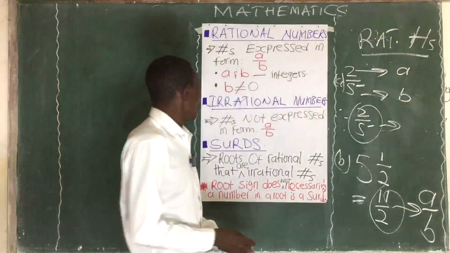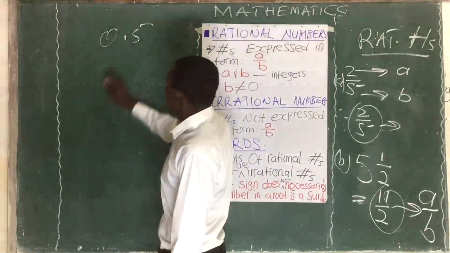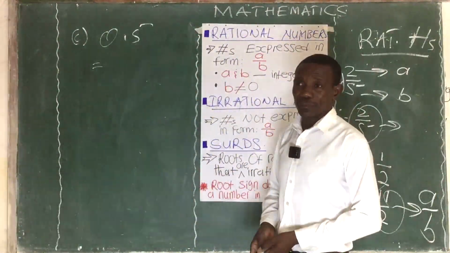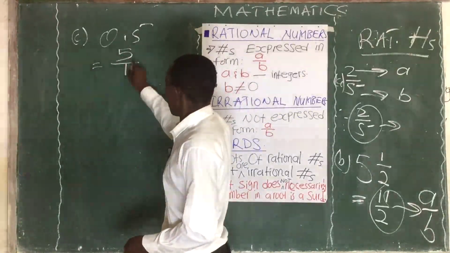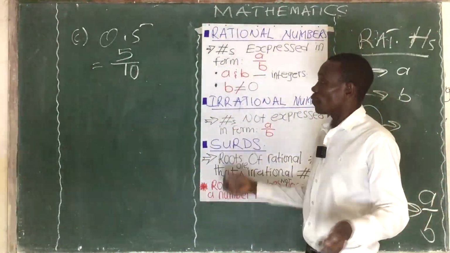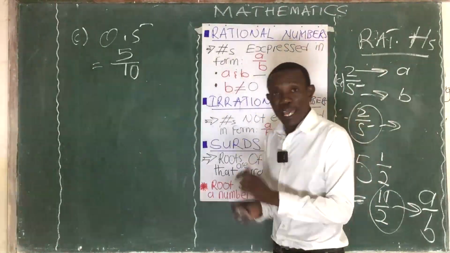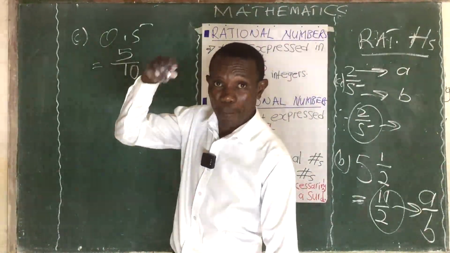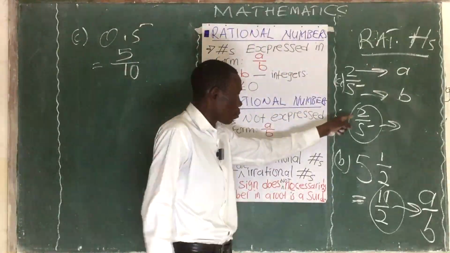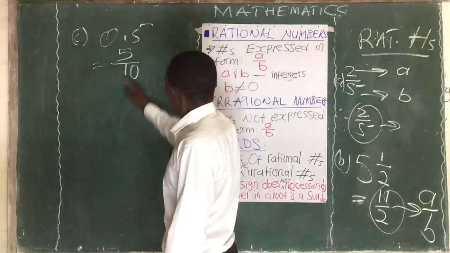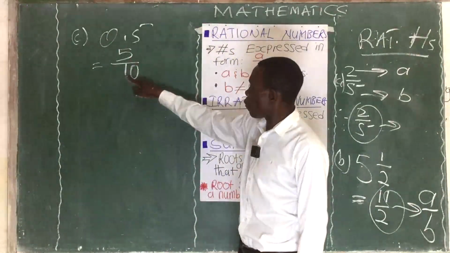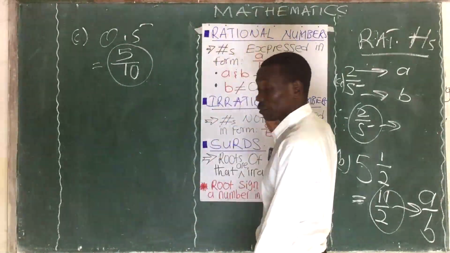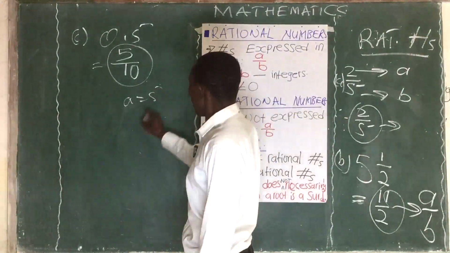What else can I have? Look at this. 0.5. This I can take as example C. 0.5 is as good as dividing 5 by 10, which can give you a half, 1 over 2, or you can leave it as it is. Not necessarily will the numbers express themselves like that, but you can manage, or else the number is already in the form of A over B. So 5 over 10 is a good example, again, of a rational number. My A here is 5 and my B is 10.